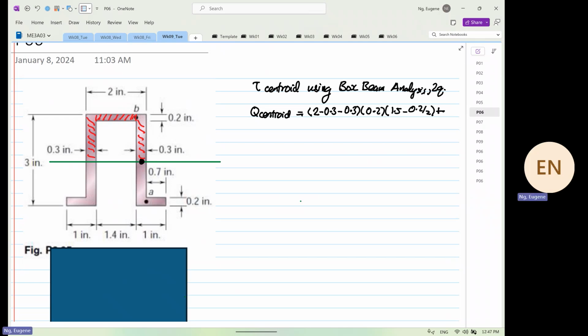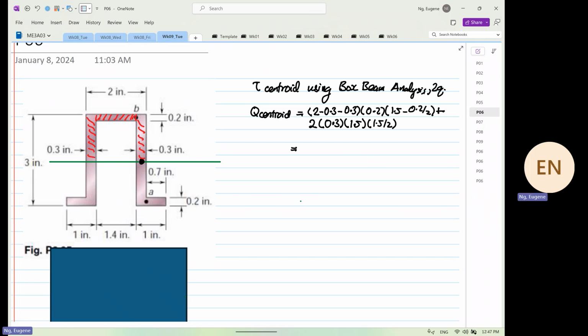the width. So now I'm going to do the web. So you have left and right web. Then you have the width is equal to 0.3. The depth is 1.5. And the Y bar is 1.5 divided by 2.